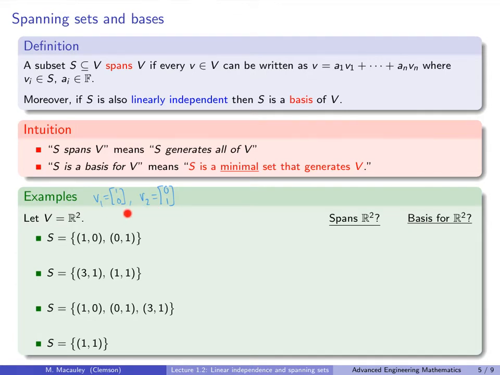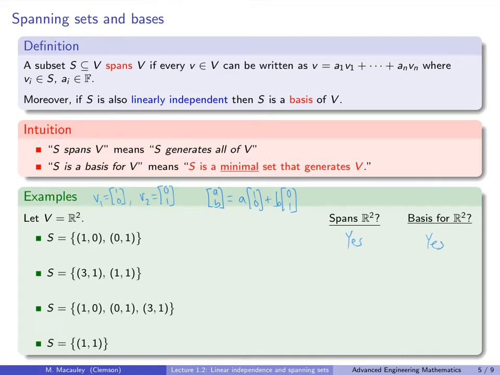But I claim that this spans R2. The way to see it is if you take an arbitrary vector in R2, let's call it (a, b), then we can write that vector as a linear combination of v1 and v2, namely a times (1, 0) plus b times (0, 1). So yes, this indeed spans R2. Now, is it a basis? Well, we've already established that this is an independent set, and to be a basis, it just has to span and be independent. So this also is a basis.